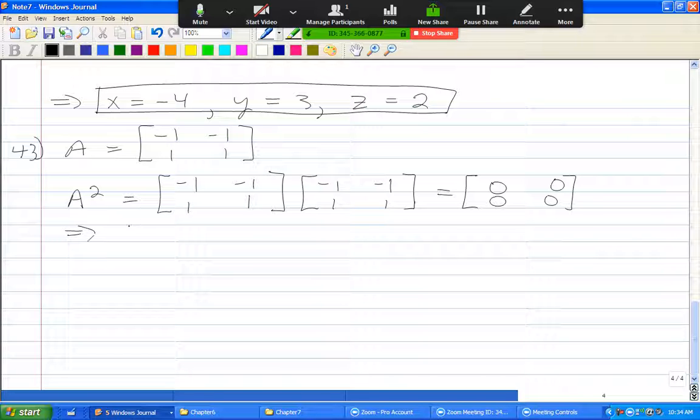So you notice that A is not the 0 matrix, yet A squared is 0. Okay. And that can certainly be possible. Okay, so that really finishes off section 6.4.